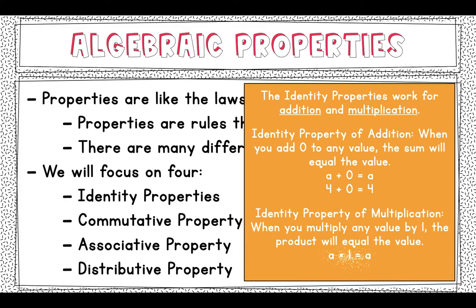The identity property of multiplication says that when you multiply any value by 1, the product will always equal that value. So, a times 1 equals a. And we could, again, substitute any value in for a, and it would still be true. 8 times 1 is 8. 9,670 times 1 is 9,670, and so on. So here's an example of a property that you've already worked with and that you already know.